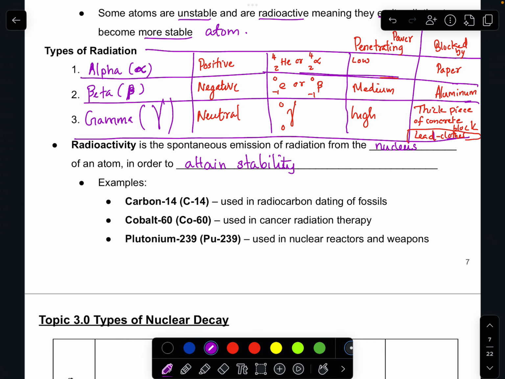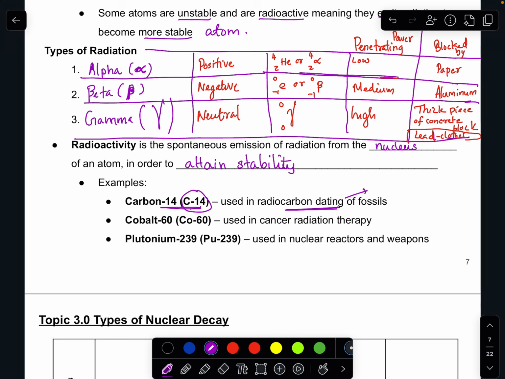Here, carbon 14. You might have heard that in science or in biology, we know that the age of fossils is determined by carbon 14. That is called radiocarbon dating. If you need to know more about it, we'll discuss in class.